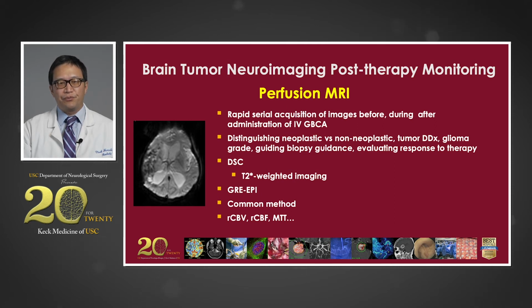post-therapy setting. This dynamic susceptibility contrast method that uses T2-star weighting, some physics details that I won't really go into, is the most common method. This is the same method, by the way, that is used in stroke imaging. So the two major applications of this type of perfusion MRI are both in the evaluation of tumors and also in the evaluation of patients with acute stroke symptoms.